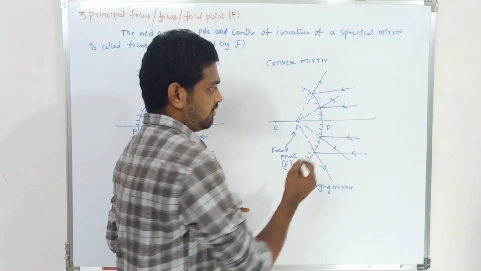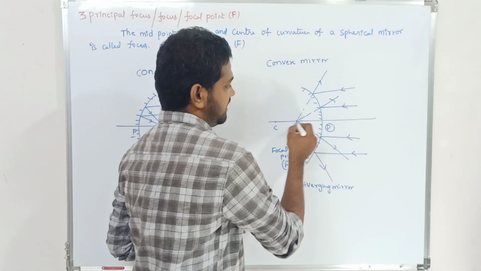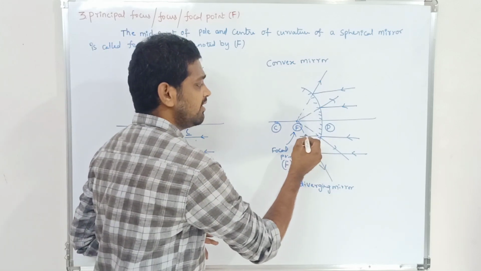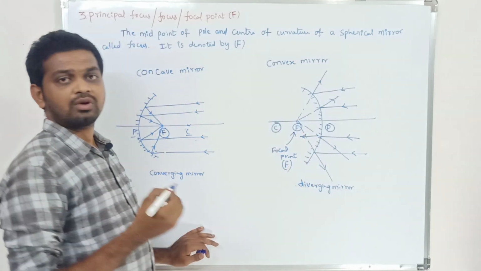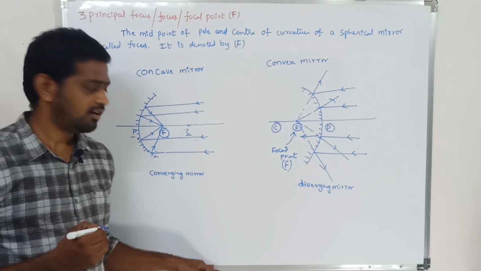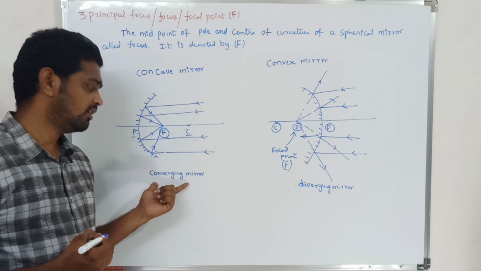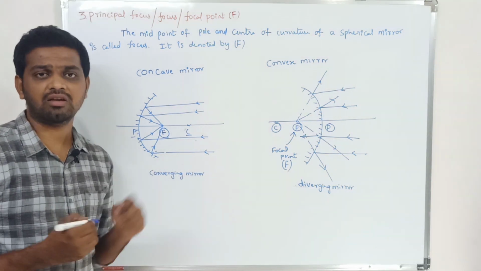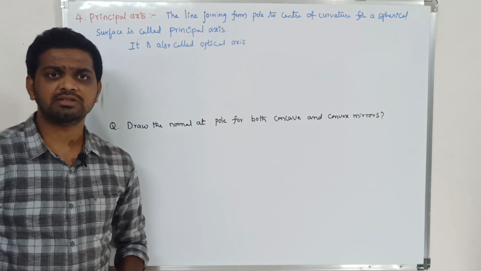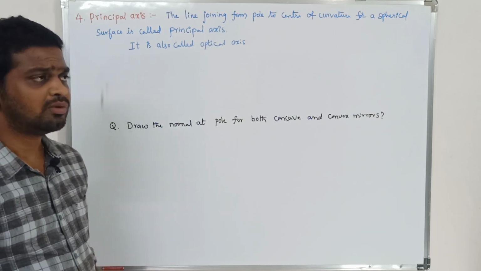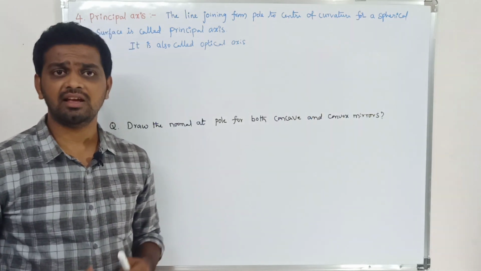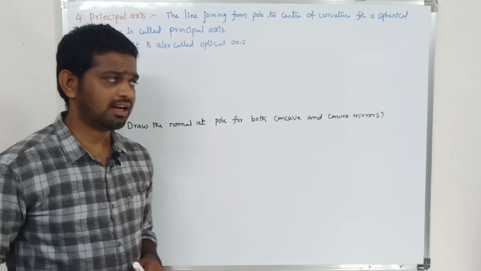Coming to the points pole, focus and center of curvature: in case of a convex mirror, they will lie inside the mirror, nothing but behind the mirror, and outside the mirror for a converging mirror, nothing but a concave mirror. Next is the principal axis, which we will also call the optical axis. The line joining the pole to the center of curvature in a spherical mirror is called the principal axis.